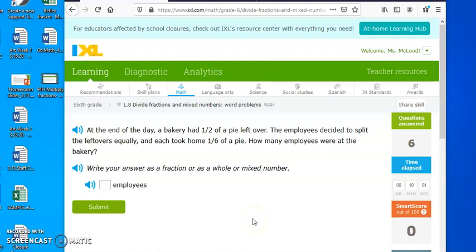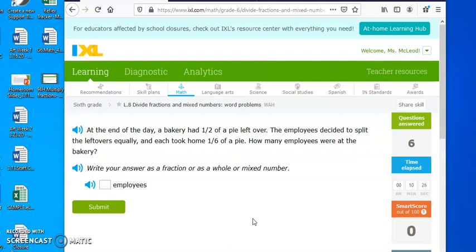Okay, so for this skill, we are going to be dividing fractions and mixed numbers inside of word problems. So I'm going to read the word problem and then we're going to do the math. Remember, when you're dividing fractions, you're doing the same thing as multiplying fractions. The only difference is the reciprocal. You're going to flip that upside down and then you're going to multiply straight across.